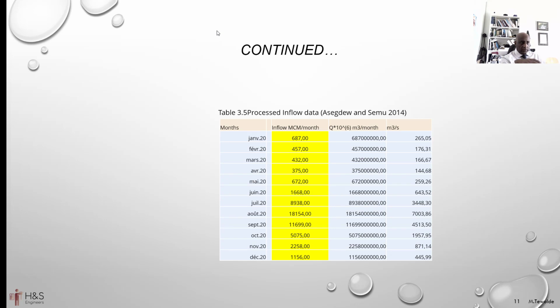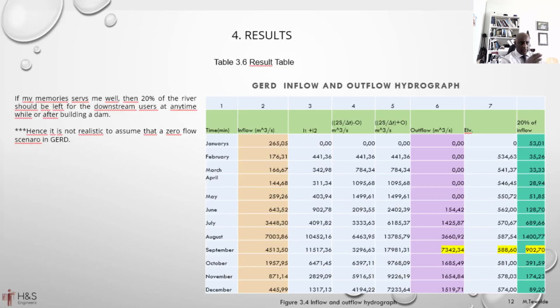That is the use of this recorded data. So I just process that data and turn it into meter cube per second, which will help me for my calculation. It converts months into seconds, that's all. So in seconds you will get these values. Now this is the final calculation. I have the inflow, and this one is the outflow. The violet is the outflow.